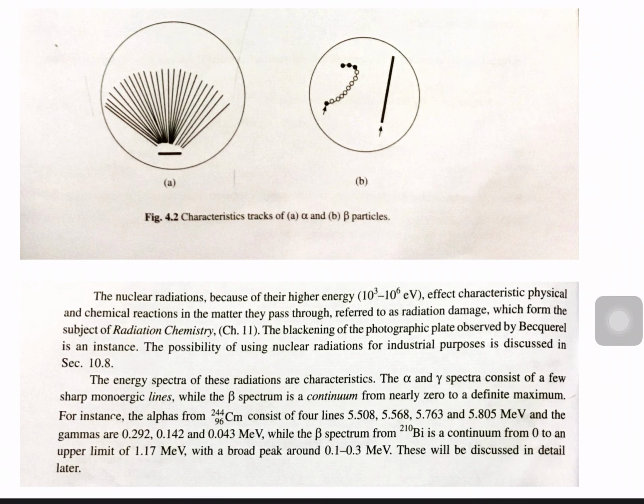The beta spectrum from bismuth-210 is continuous from 0 to an upper limit of 1.17 mega electron volt, with a broad peak around 0.1 to 0.3 mega electron volt.